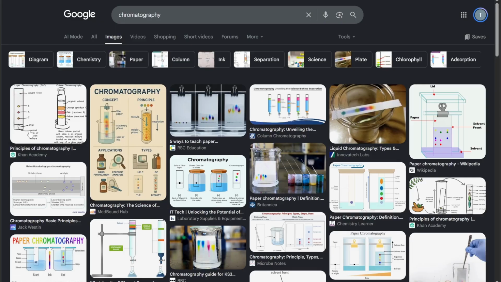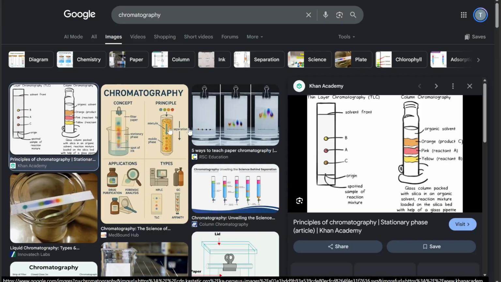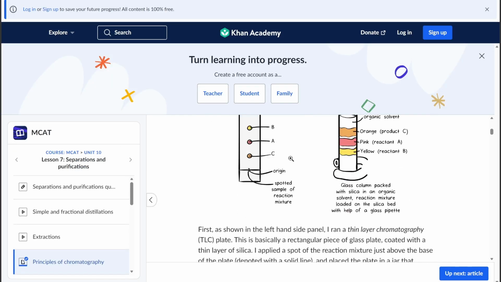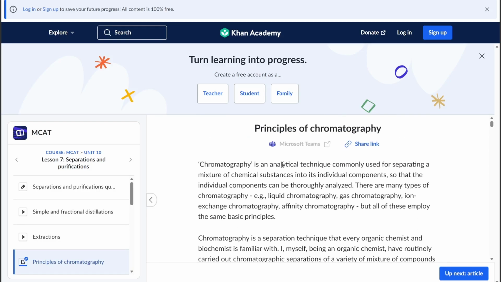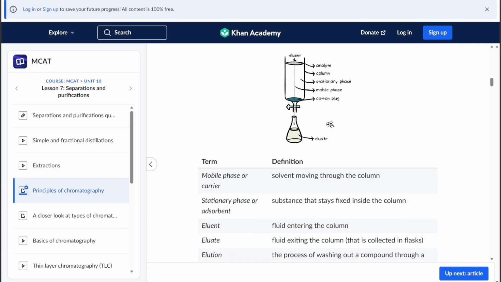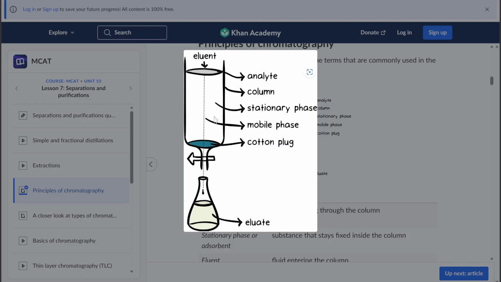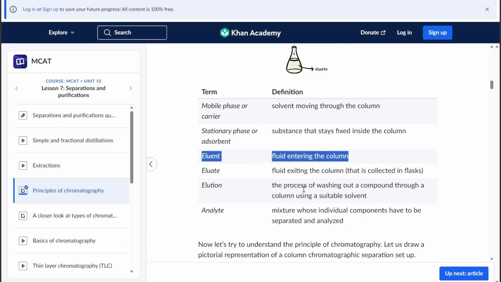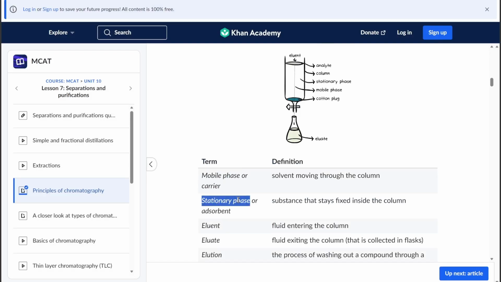Let's see if we can use Khan Academy. They have a good principles article here too to look at. So you can go on Khan Academy if you're still confused about chromatography. Basically you're going to have something that looks like this, and you basically have a filter kind of thing here. And so your eluent, this one, is any fluid entering the column. And then you have mobile phase and stationary phase.